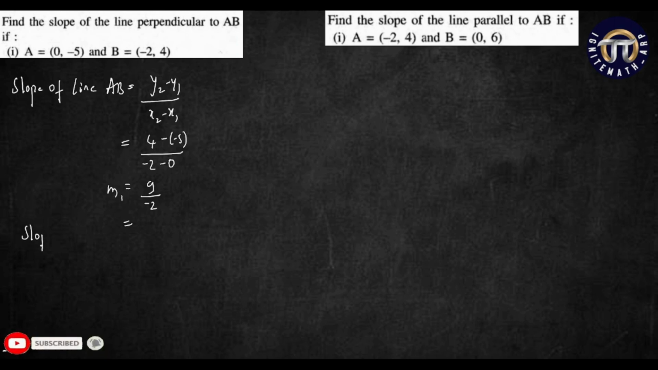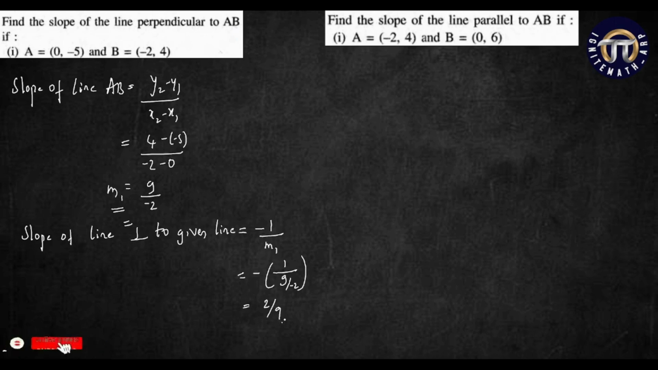So I can say slope of line perpendicular to the given line, if I'm calling it m1, will be -1 by m1. So that will be minus of 1 by (9 by -2), which will be 2 by 9. So I can call it the slope of a line perpendicular to the given line.